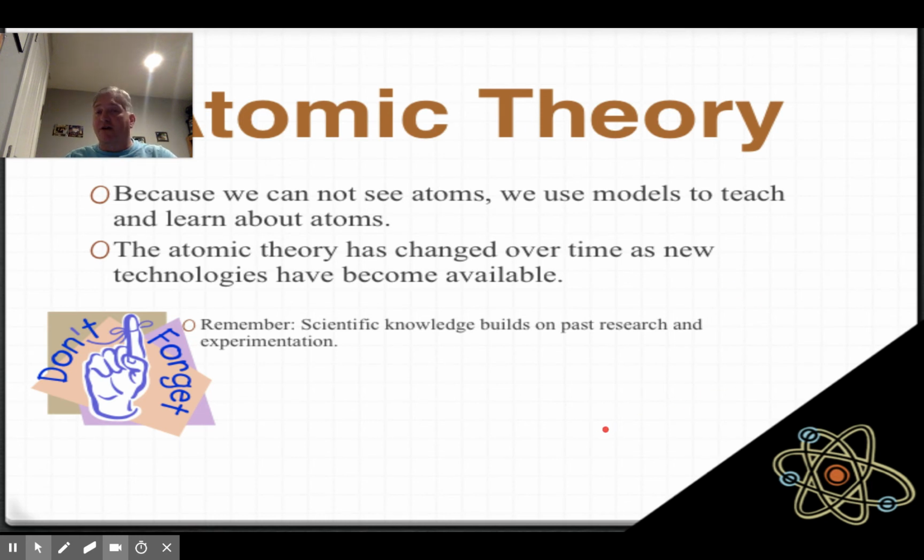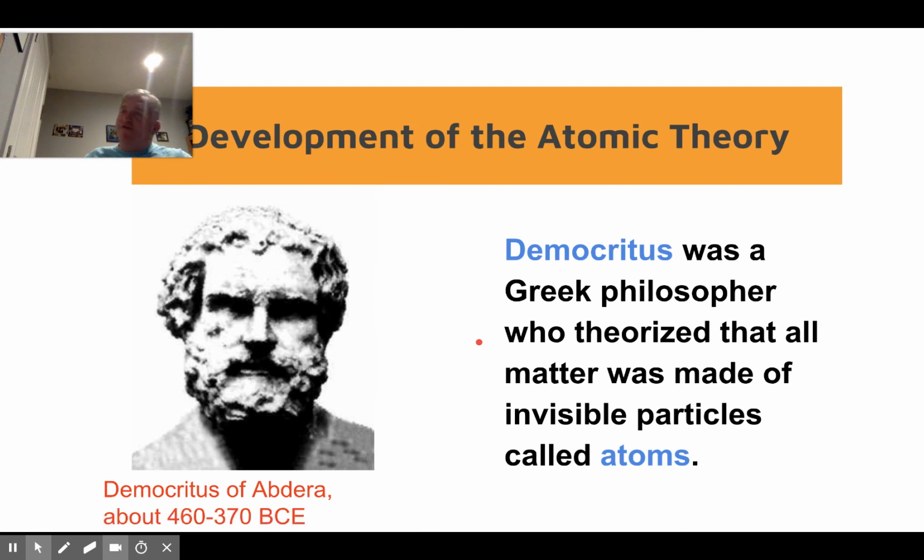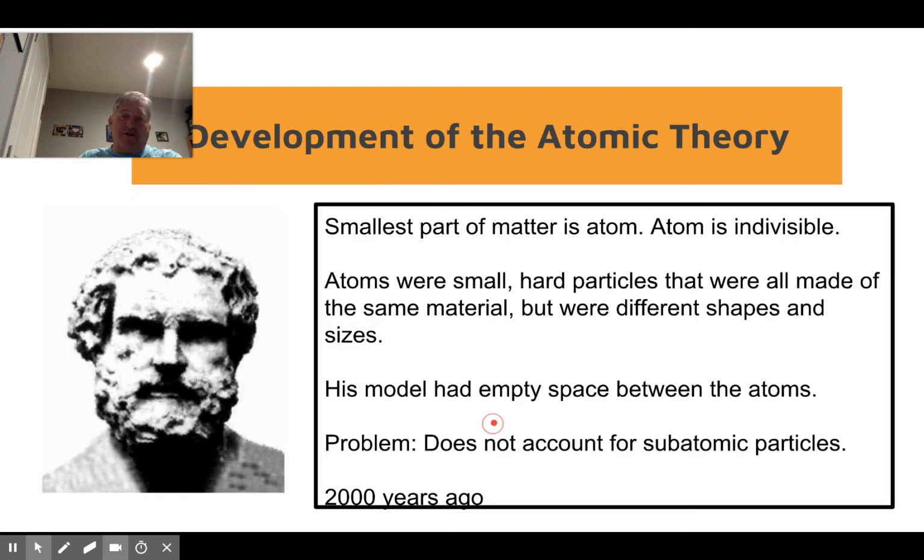So let's go back 2,000 years ago to a Greek philosopher by the name of Democritus. He theorized that everything we see was made of invisible particles called atoms, or in the Greek, atomos. What we know about Democritus, we get from his enemies, people that didn't like him. He was a contemporary of Socrates, and Socrates called him a quack. He said that the smallest part of matter is an atom, and the atom is indivisible. They're small, hard particles made of the same material, but of different shapes and sizes.